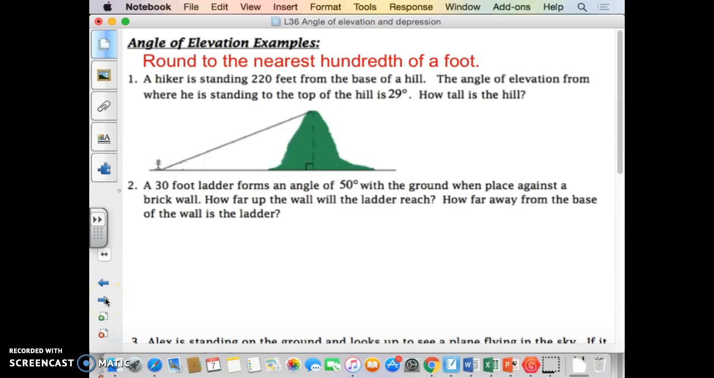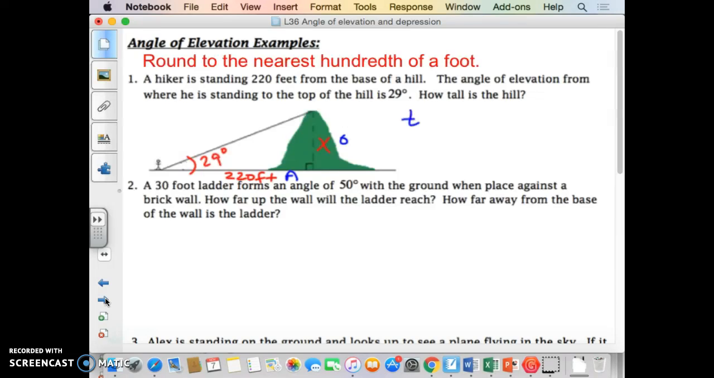Here are some examples. So it's going to tell us to round to the nearest hundredth of a foot. So the first thing we're going to do, our picture's drawn, so we're going to read our problem. A hiker is standing 220 feet from the base of a hill. This is the base of the hill, so I can label this 220 feet. The angle of elevation from where he's standing to the top of the hill is 29 degrees. You want to know how tall is the hill, so that's x. So when I label my sides, I'm going to label this O, and this is A.